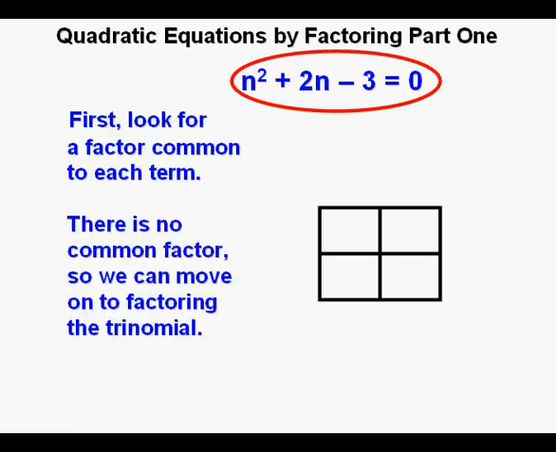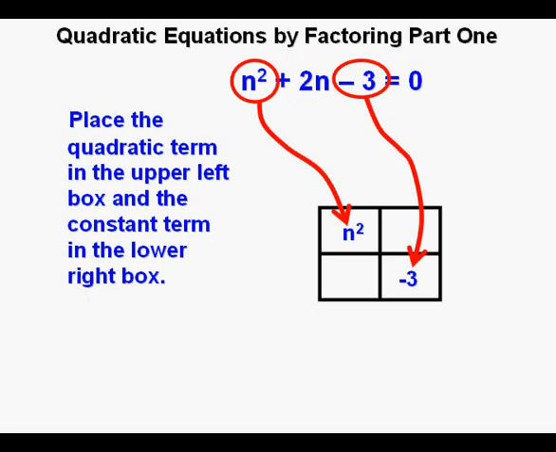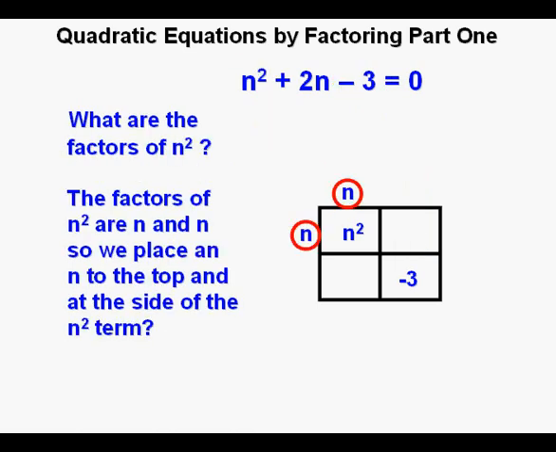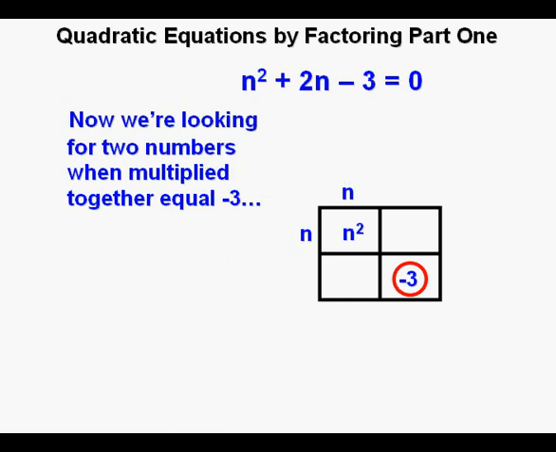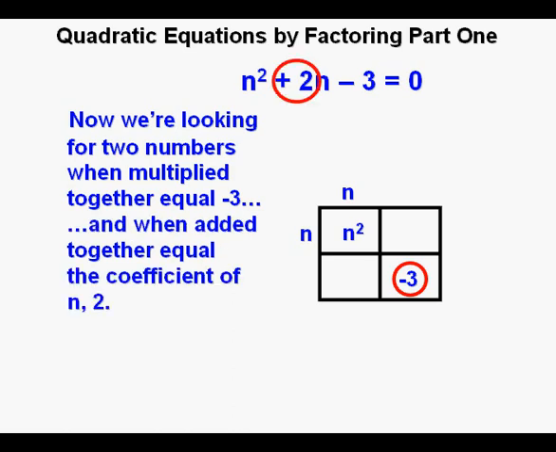There is no common factor between these three terms. Our first step is to place the n squared term in the upper left cell of the box and the numeric constant term in the lower right hand corner of the box. Working backwards, we place an n at the top of the first column and at the left side of the first row, because n and n are the factors of n squared. Now comes the challenging part. We're looking for the two numbers that multiply together to equal negative 3, but when added together equal the coefficient of n, which is 2.